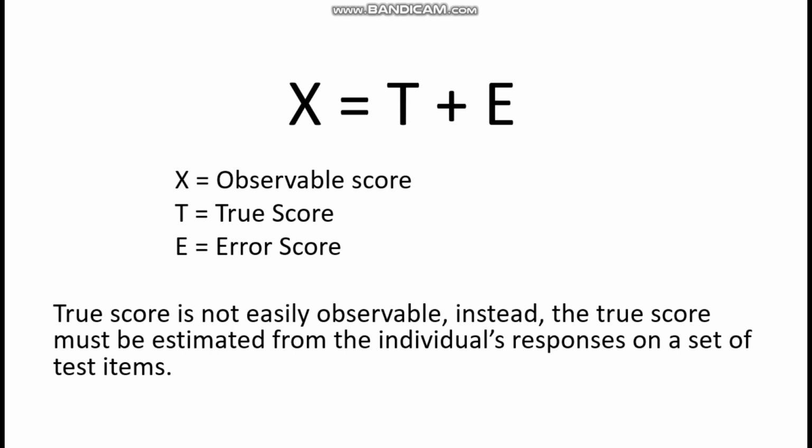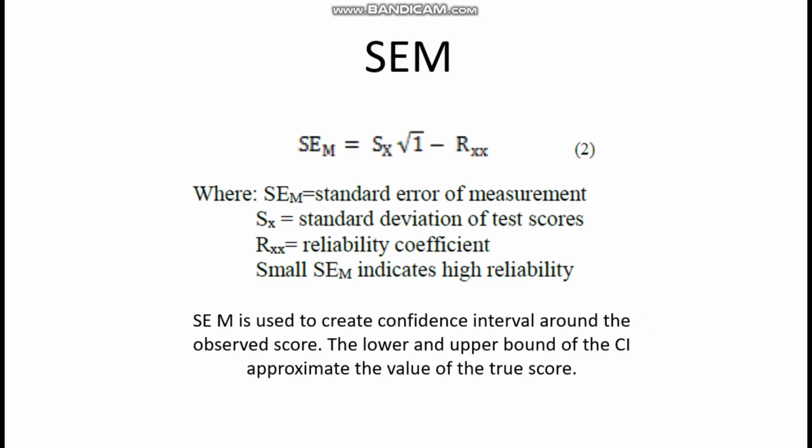That's why when we are asked what is an observable score, it is estimated by the standard error of measurement, and whatever is the value of the SEM, ayan yun, it is used to create the confidence interval around the observed score. So the lower and the upper bound of the confidence interval approximate the value of the true score.